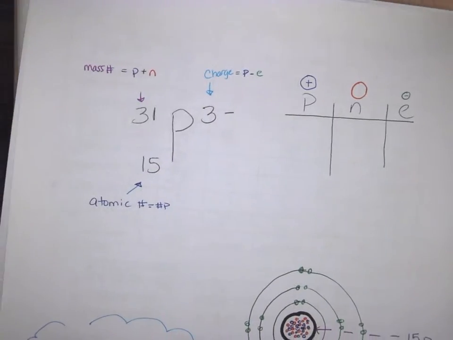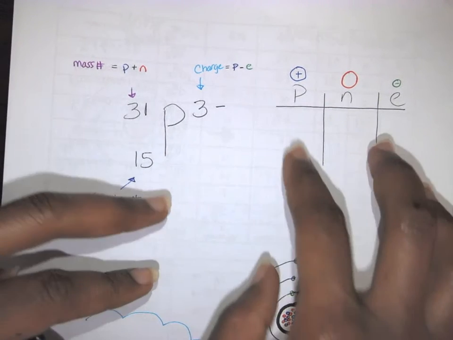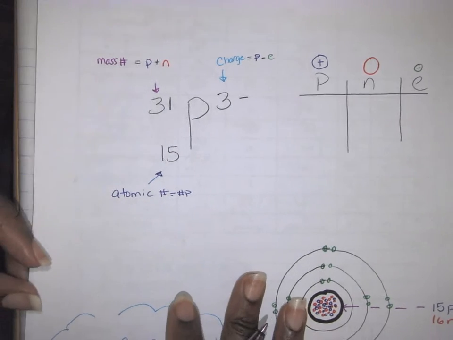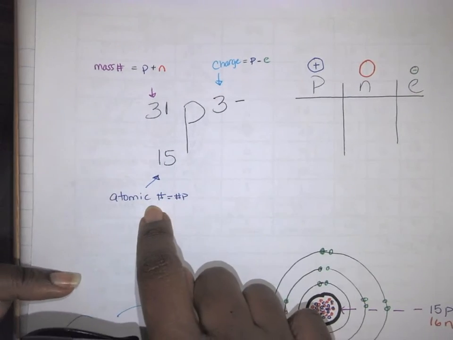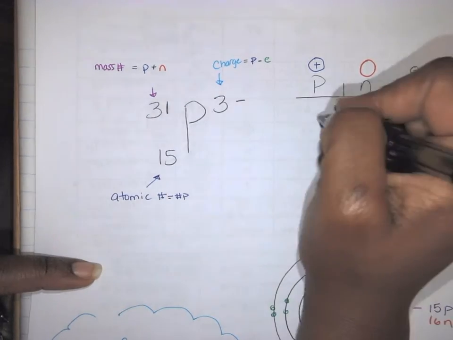In the last video, the last thing we did was we worked backwards. Now we're given the symbol and we're trying to figure out protons, neutrons, and electrons from it. To do that, let's start with the protons, because that's the easiest. Remember, the protons are equal to the atomic number. So to get the number of protons, look at that bottom left number.